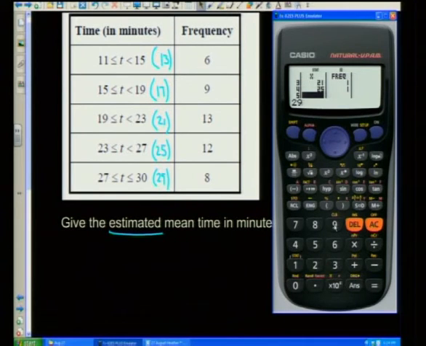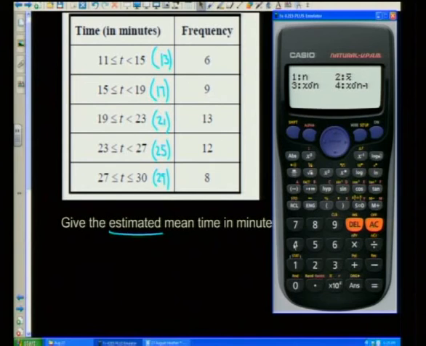So those are my numbers, okay? At the moment, it's telling me that I've got 1 of each, but I need to go back and change the frequency. I had 6 of those, and I had 9 of the next one, and I had 13 of the next, 12 of the next, and 8 of the last. Okay? Then I clear my calculator. I go Shift Stat. And again, I choose number 4 for var.